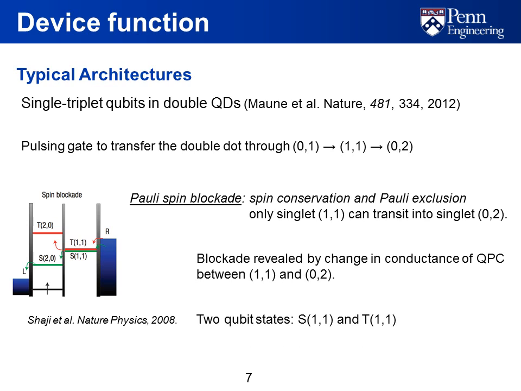Therefore, similar to the previous case, now we have two distinct qubit states, singlet (1,1) and triplet (1,1), and only the singlet (1,1) state yields a non-zero output during the (1,1) to (0,2) transition. That's how we can measure the spin state in the double quantum dots.